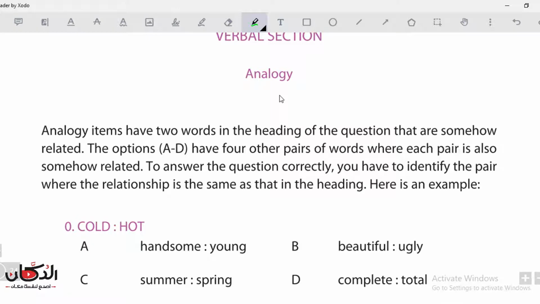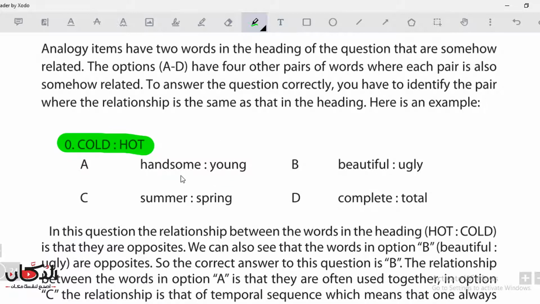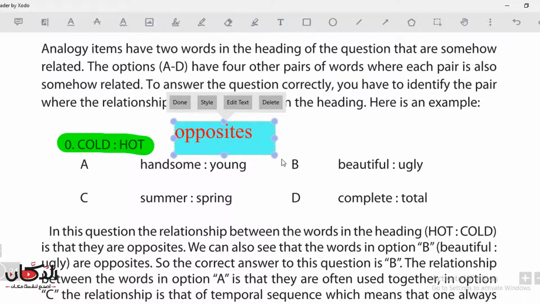The first type of question we are going to talk about today is the analogy. You will have a pair of words which are related to each other, and your role is to find the relationship between them. Here is an easy example: cold and hot. You can easily think that they are opposites, or antonyms. So search for the antonyms in the options.